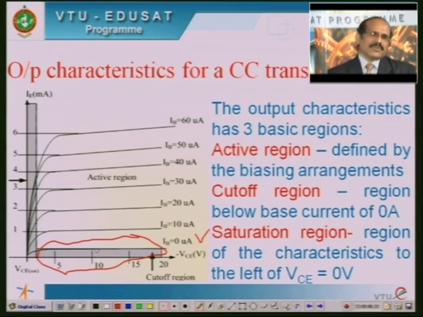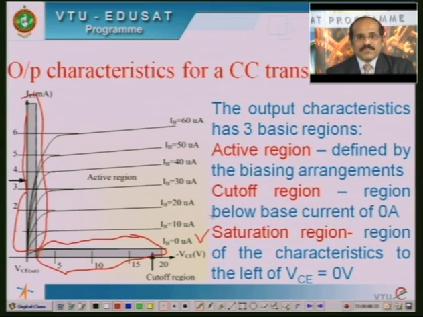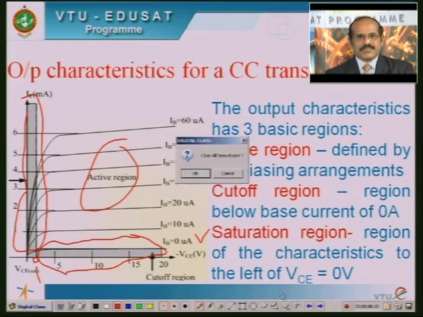In this region, almost no conduction of current takes place, only a leakage current flows. And the shaded region to the left of VC equal to 0 is called the saturation region, and the region between the saturation and cutoff regions is called the active region.